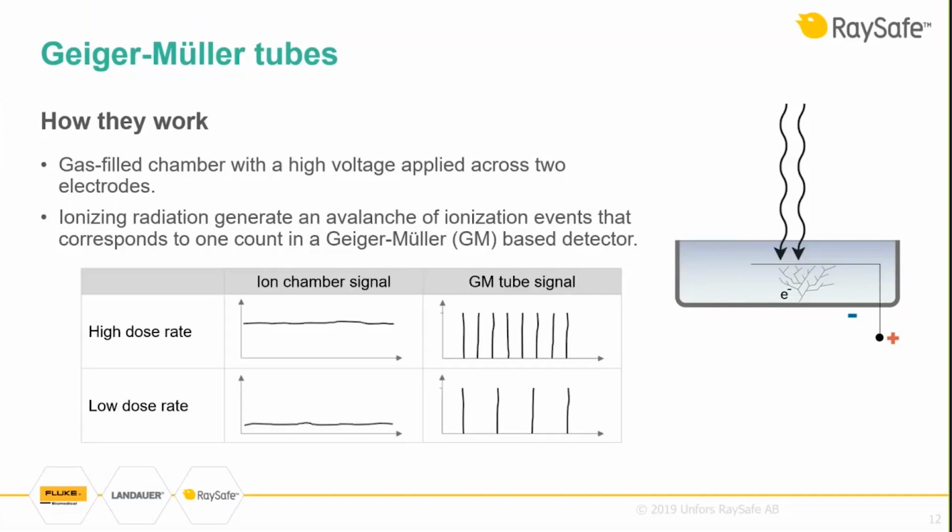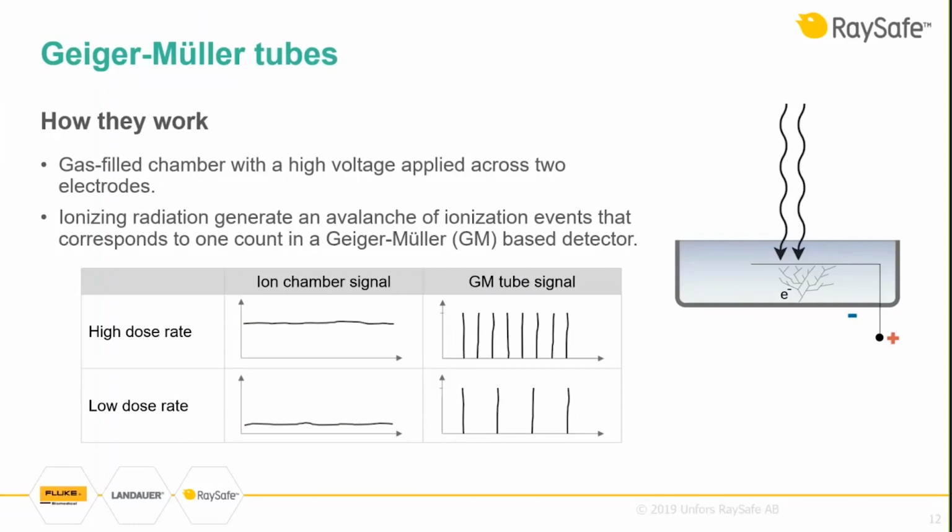The table you see shows the signal from an ion chamber and a GM tube with different amounts of radiation. You can see that you have high or low current with the ion chamber, instead of high or low count rate with the GM tube, depending on the dose rate. This also means that the GM tube becomes less sensitive to noise because the pulses are the same height all the time.